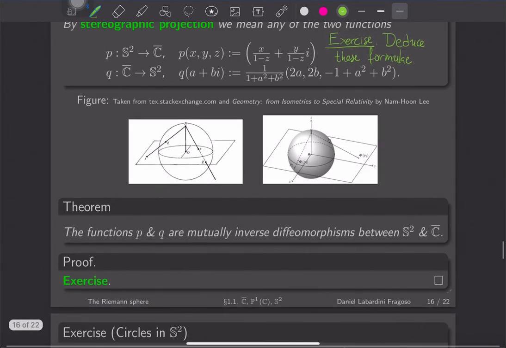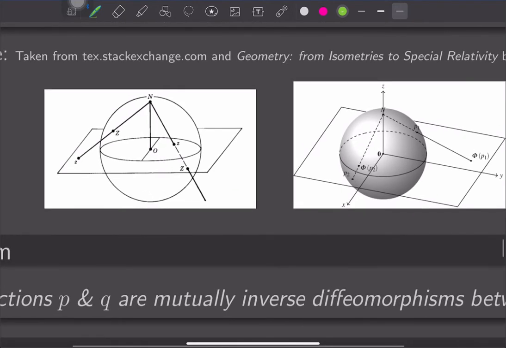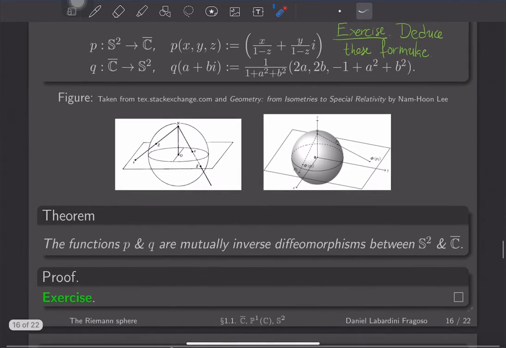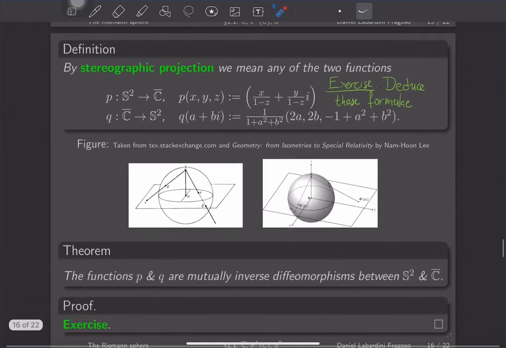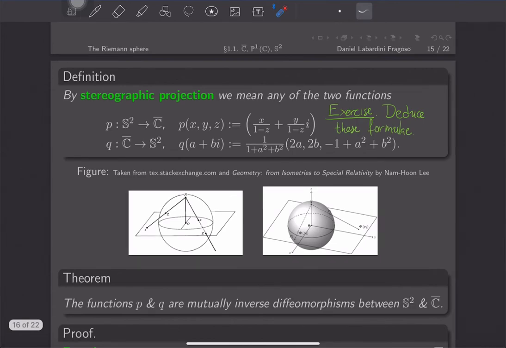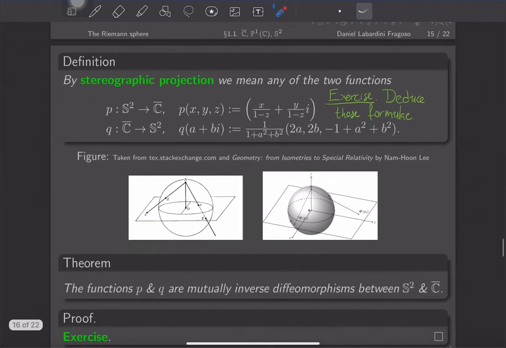Okay, and then here you can see some more examples. To this point, one goes to this point, and from this point in the unit circle here, one goes to the south hemisphere, and so on. And these two functions are actually mutually inverse. Showing that they are mutually inverse can be done in two ways.